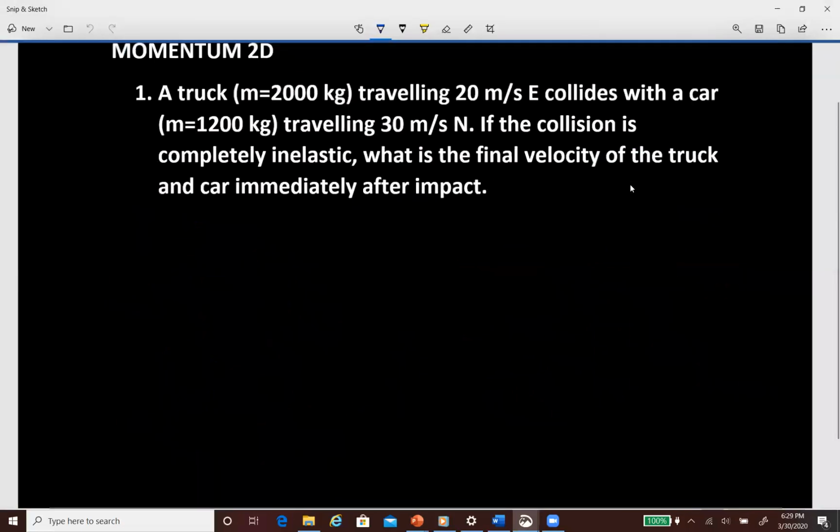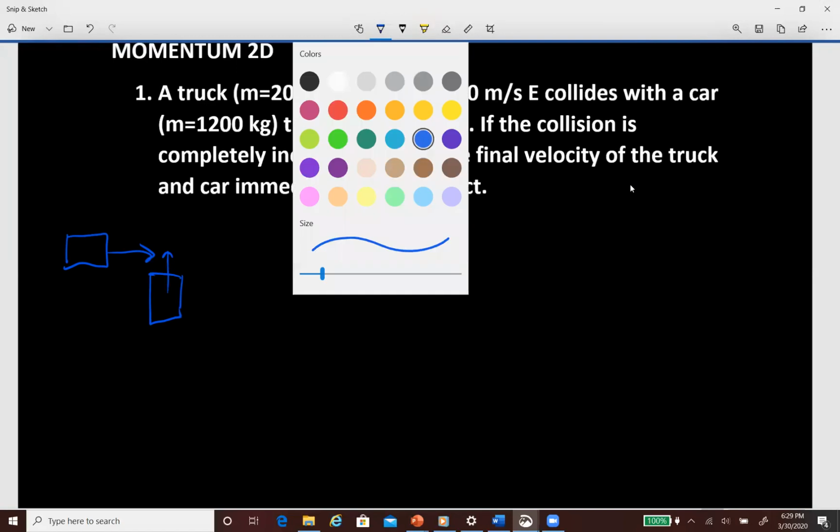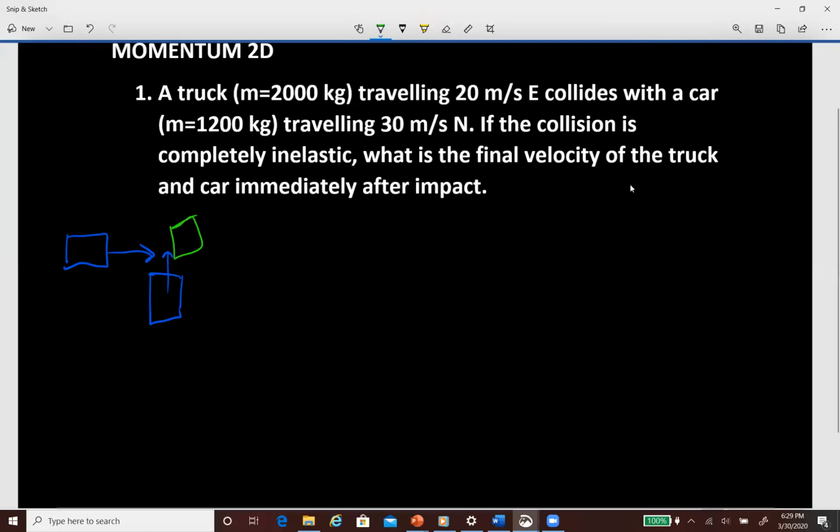Okay, so here we have a truck traveling east, colliding with a car traveling north, and they get stuck together. Beautiful. These are a little bit easier to deal with. Now, this is two-dimensional. So we have a truck going east, and it hits a car going north. Eventually they get stuck together in some heap of mess, and they're probably going to go off in some northeast direction, which makes a lot of sense.